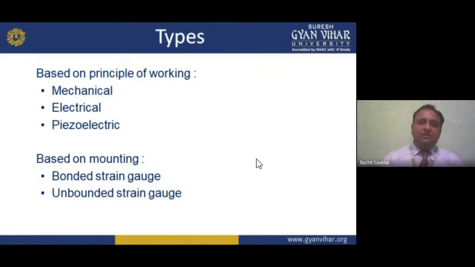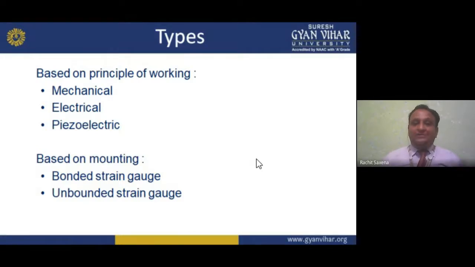Now let's move forward to the types. I think you have understood the working. Before the types, how can we make a strain gauge? It is available in different sizes and different shapes. A grid is there, a loop is there, and the backing is very important, in which the resistance pattern will vary.